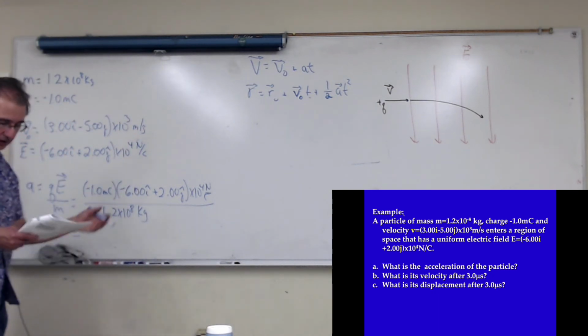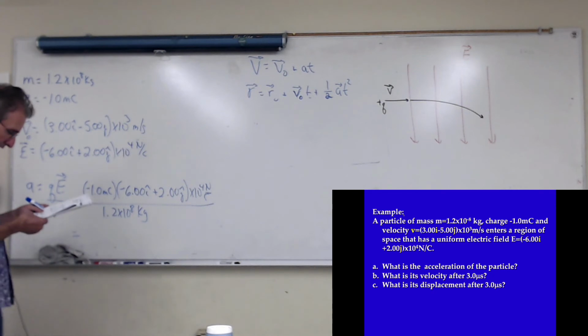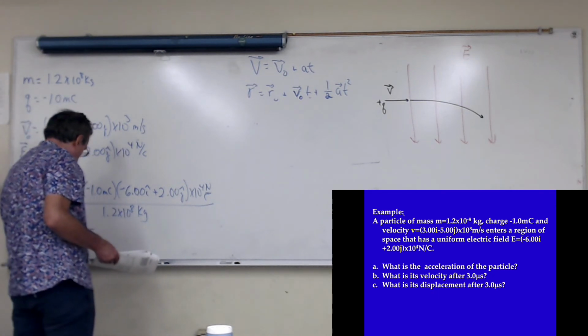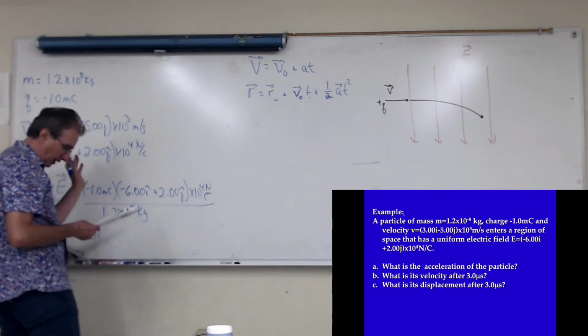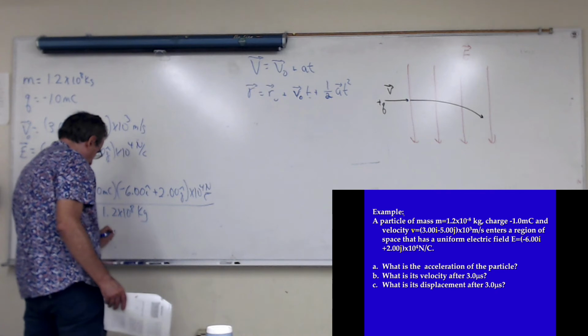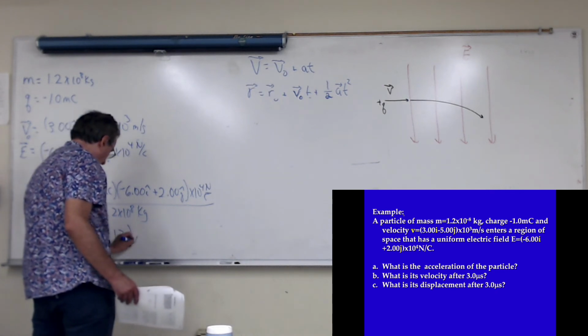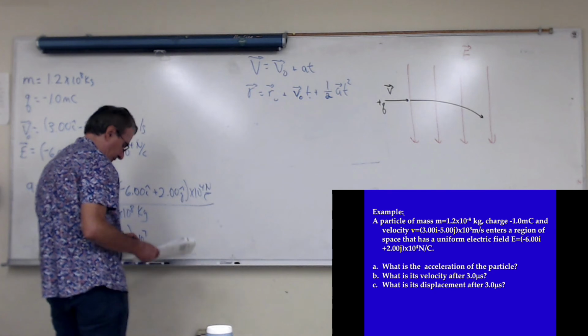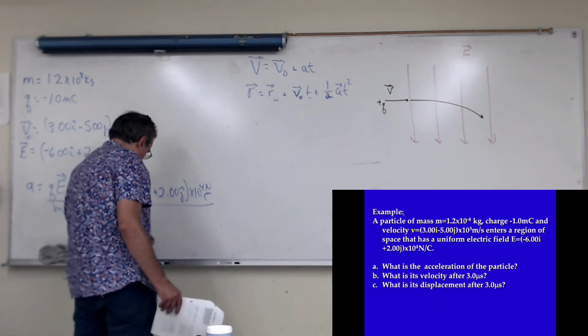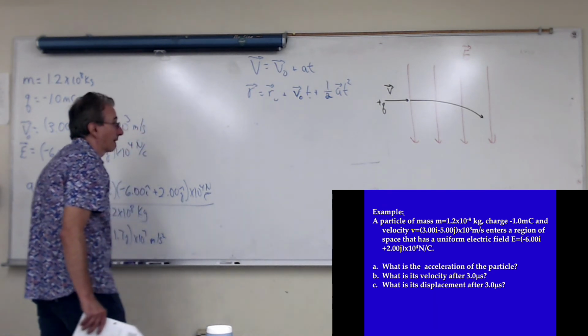Of course, you do this on a calculator, and you will get 5I, and I'm not being careful with sig figs, minus 1.7J times 10 to the 7th meters per second squared.